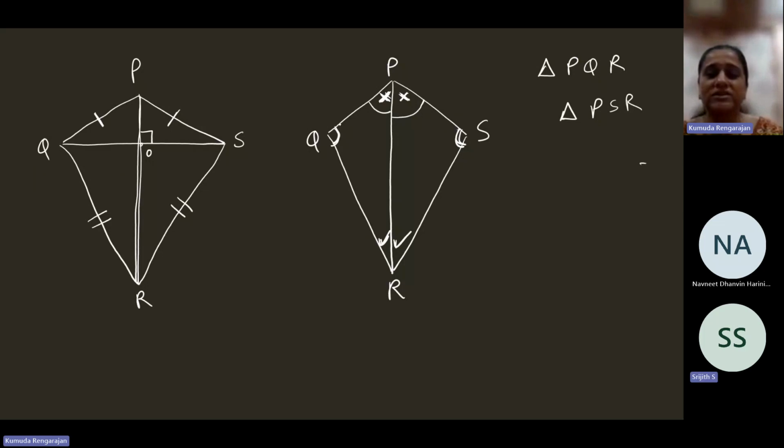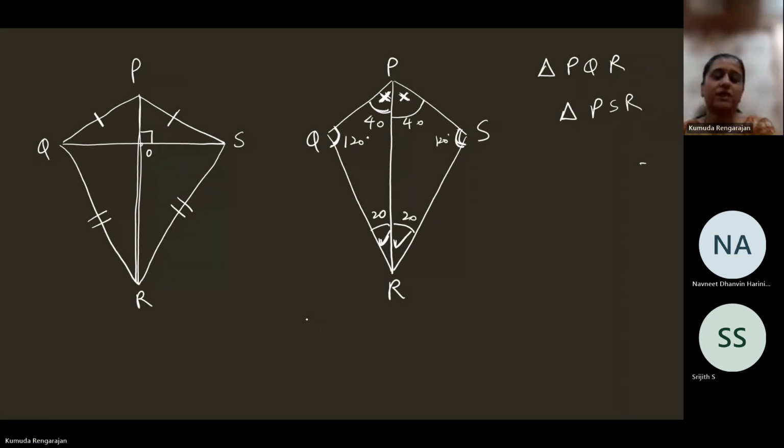So this angle, supposing they give you this angle is 40, this also will be 40. For example, supposing they give you this angle is 120 degrees, this also is 120 degrees. And if this is 20 degrees, this also will be 20. Am I clear?